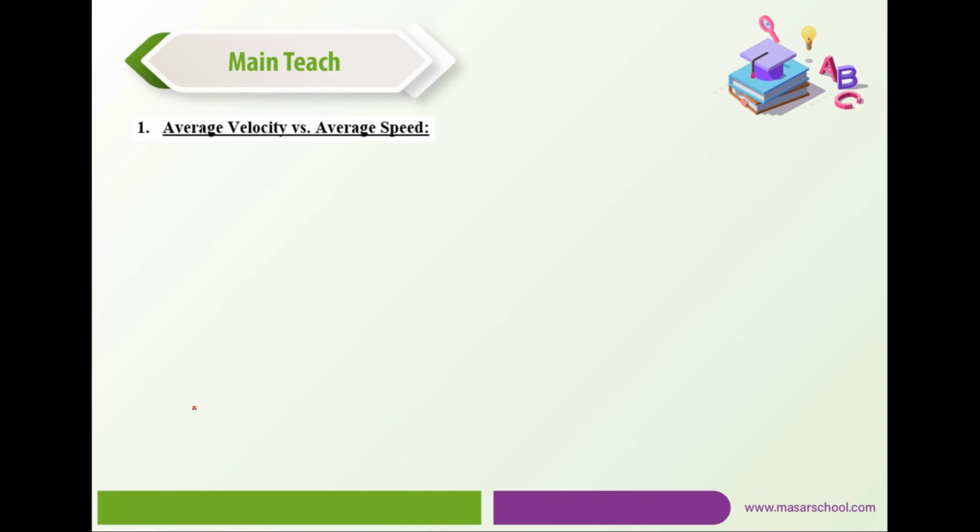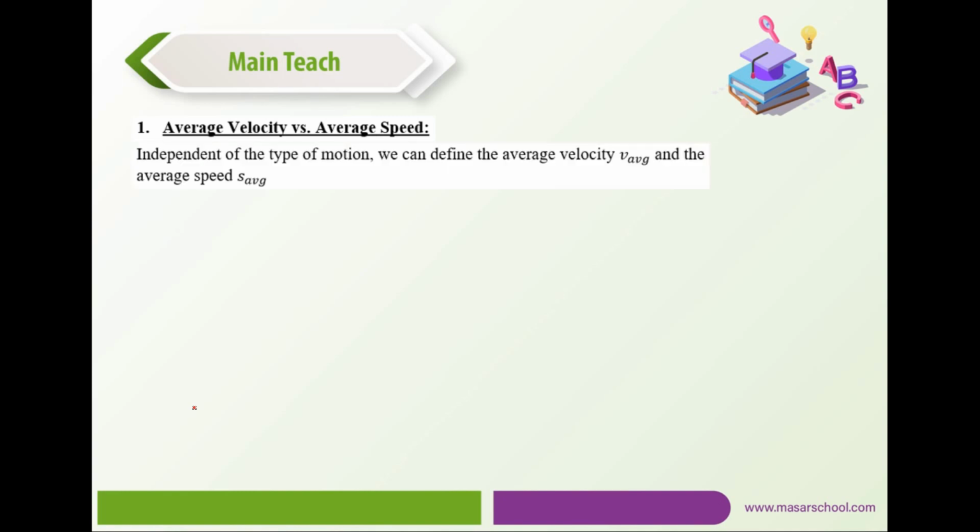Previously, if you remember, all the variables of motion that we introduced depend on the type of motion. So before we do anything, we used to specify the type of motion. However, some quantities can be introduced without referring to the type of motion, like the average speed and the average velocity. We can define the average velocity and the average speed along the x direction.